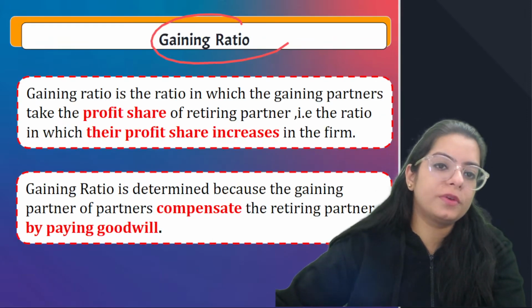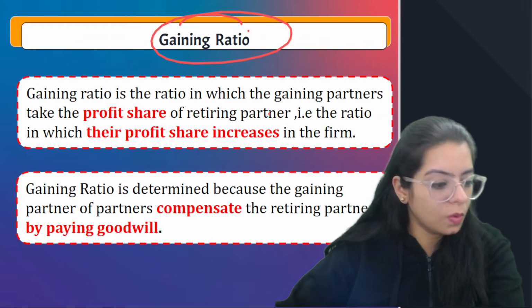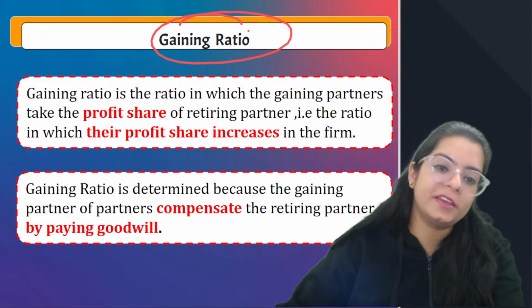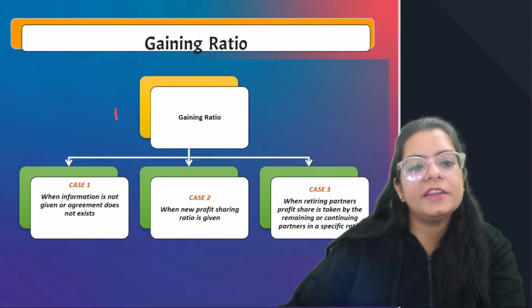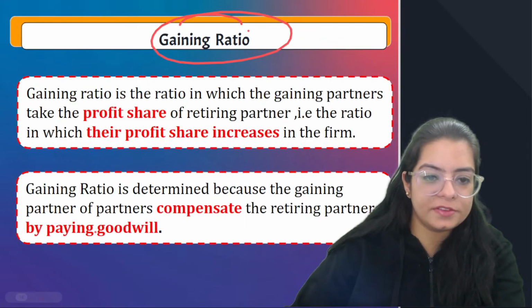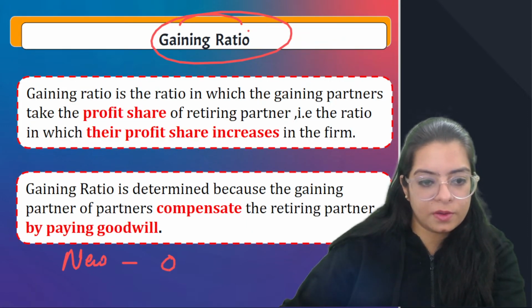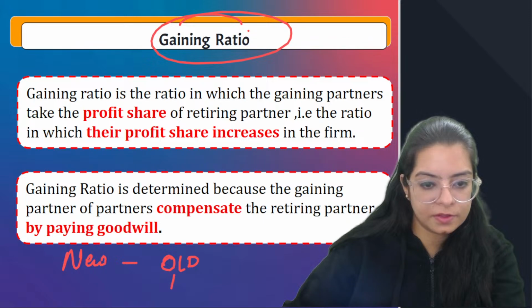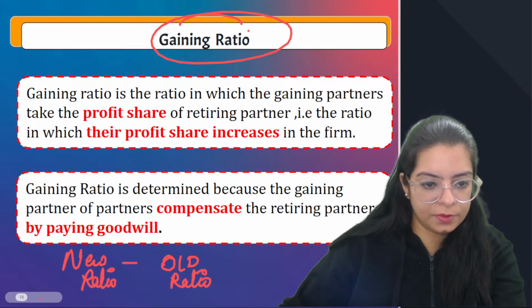What is gaining ratio? Gaining ratio is new ratio minus old ratio. Gaining ratio calculation has some cases. New ratio minus old ratio gives you the gaining ratio.